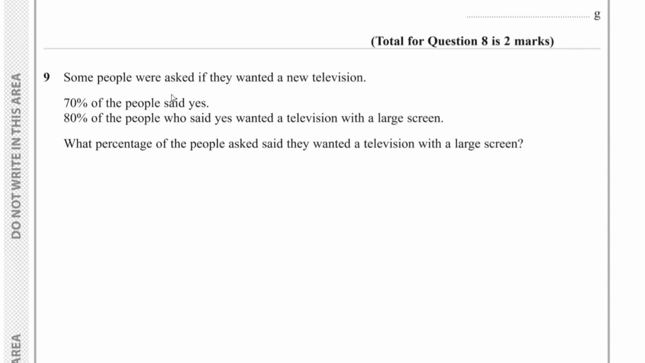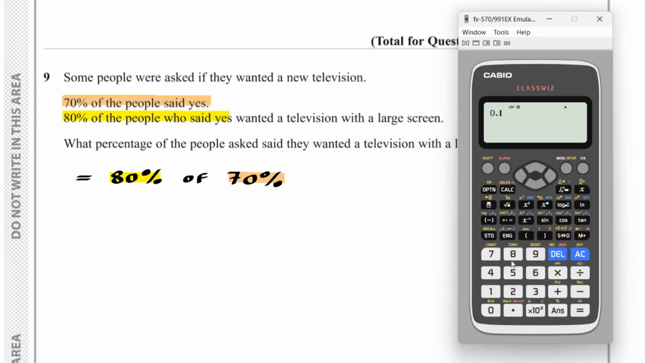Question number 9. Some people were asked if they wanted a new television. 70% of the people said yes. 80% of the people who said yes wanted a television with a large screen. What percentage of the people asked said they wanted a television with a large screen? So we've got the 70% who said yes, and then 80% of those 70% want a large screen. So we need to work out 80% of 70%. So we have 0.8 times 0.7, which is 0.56. So the percentage we require is 56%.